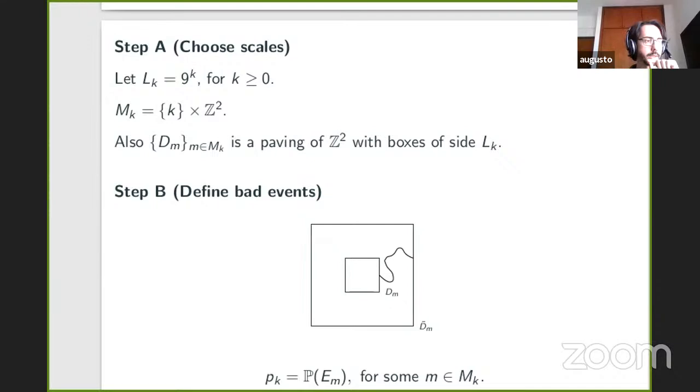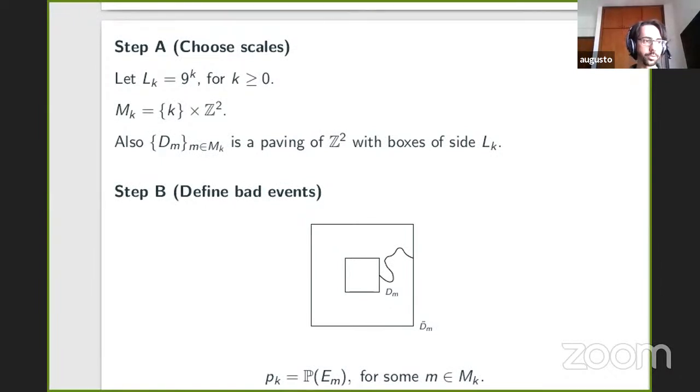So any element little m belonging to MK starts with a K, like the scale, and then a point in Z2. So it's just a way to pair. If I give you little m, it's an index that tells you what scale you are and which point you are in Z2. And what do we use these indexes for?